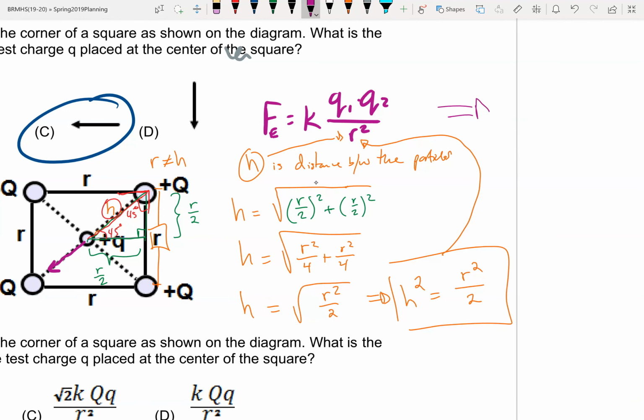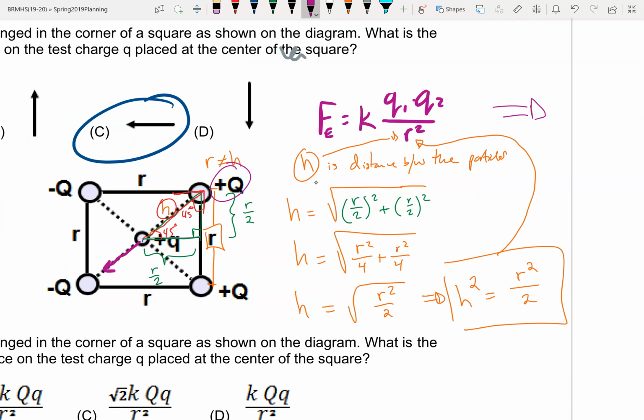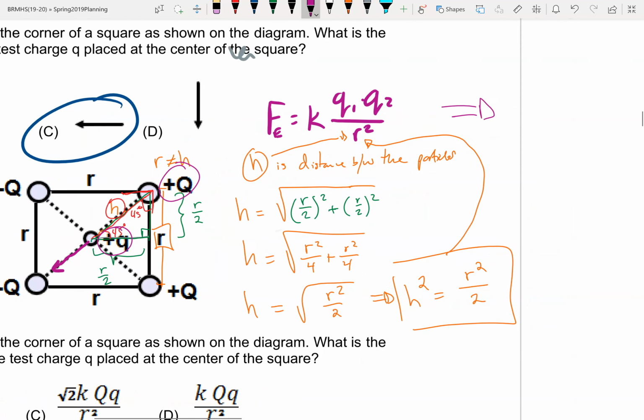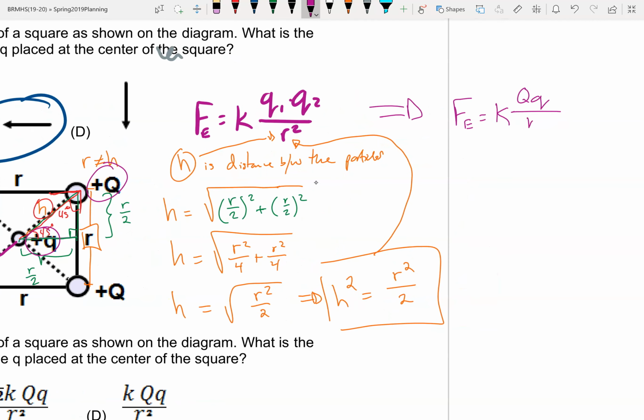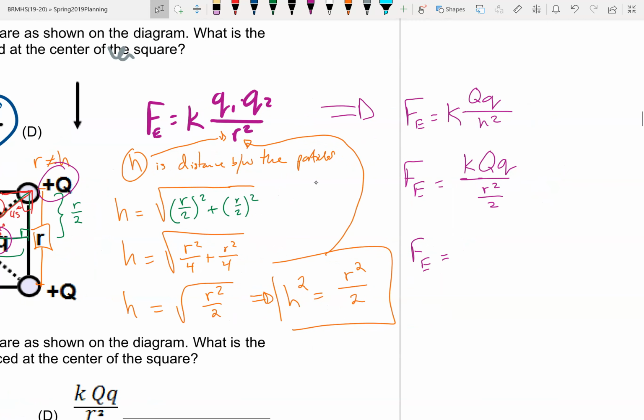So the force between two of these particles, this plus q up here and this little plus q down there, that force can be expressed, its magnitude, as k times big Q and little q, divided by h squared. And I know what h squared is. I'll put my k upstairs here real quick. H squared is r squared over 2. Okay, and then I have a fraction in my denominator, so I'll clean that up. I got 2k big Q little q over r squared. Okay, there's the beginning.